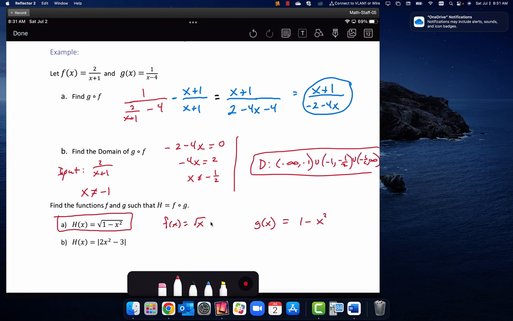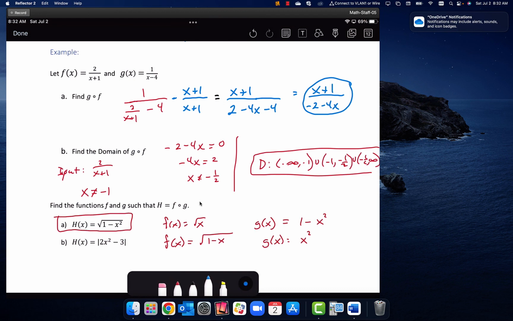And so now when you take this g function and plug it into f, we get what h is. Now this is just one example. There's actually more than one way to approach this one. We could also say that g is x squared, and that would make f the square root of 1 minus x. And now when you compose them, f of g, you would plug g into the f, and you get the h function. So this case actually has more than one way to do it.